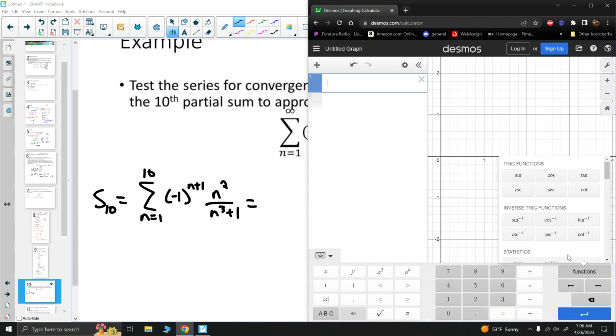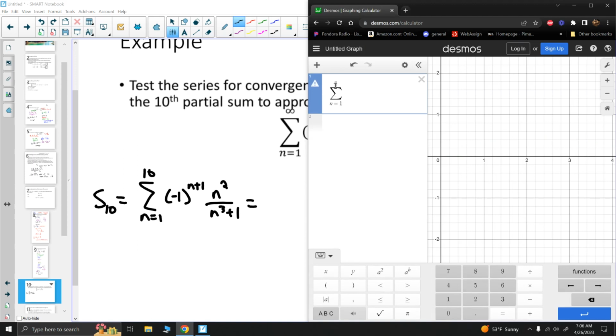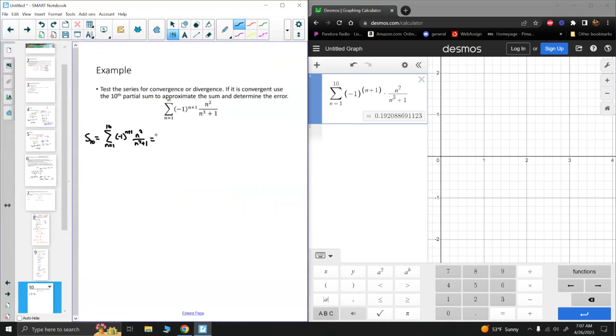I should really stop erasing the sum that I'm doing so I don't have to keep going to this, but whatever. Sum is n equals 1 to 10 of negative 1 to the n plus 1. Notice it's an n plus 1 this time. Times our n squared over n cubed plus 1. Okay, so we get this value here, 0.1920886911123.